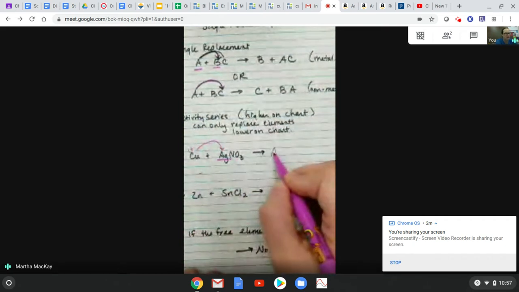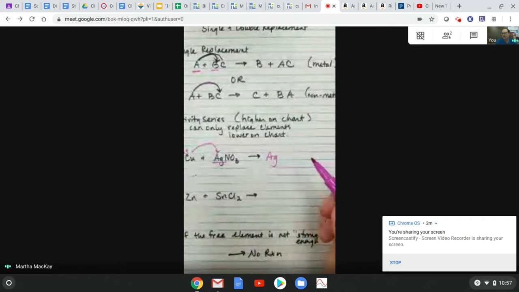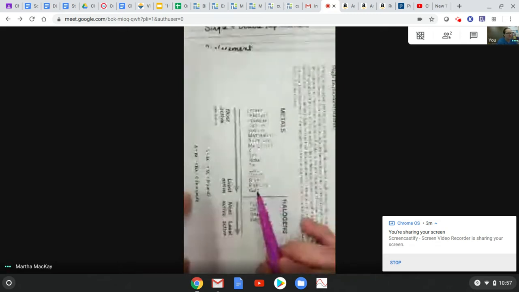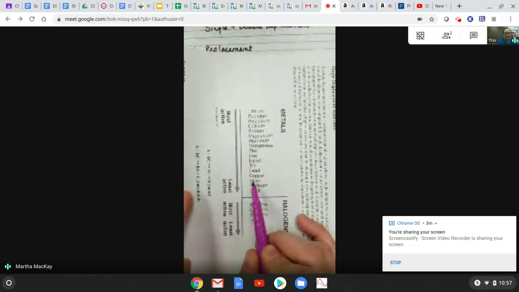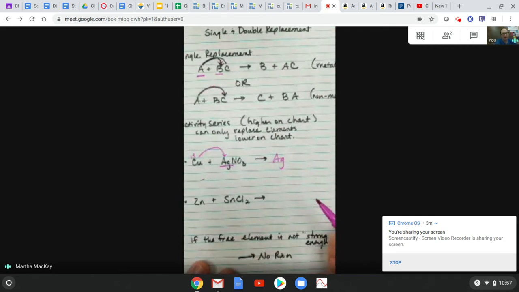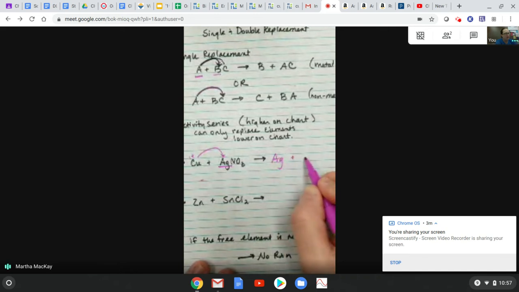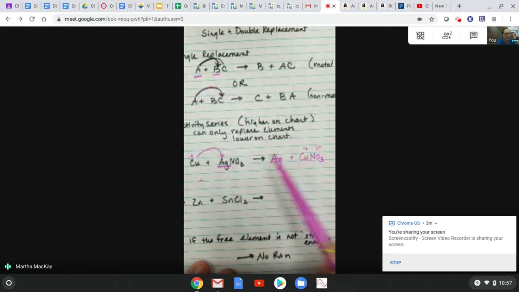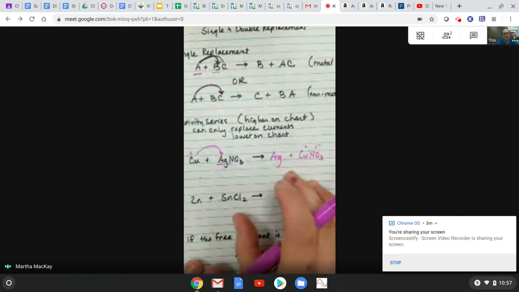So silver is now out by itself because if I look on the chart, copper is higher than silver. Copper is right here and silver is right here. So copper can replace silver. So silver's now out on its own, and the copper that is a 1+ is now going to bond to the nitrate that is a 1- and make the compound of copper nitrate. So you see how I have an element in a compound and then an element in a compound. And this ends up being balanced.